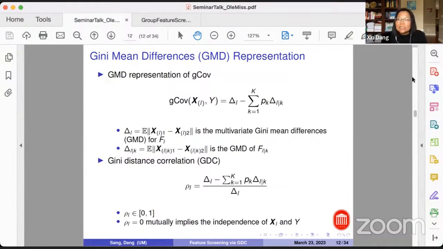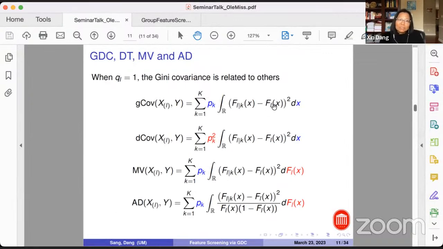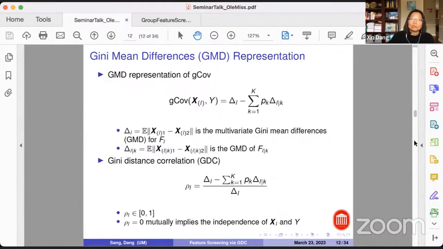If you just estimate for this, it's not easy, because if you wanted to estimate those from this representation, you need to get the CDF. It's not easy, okay? But the good thing is we have the other representation. This representation is called the Gini mean differences representation.